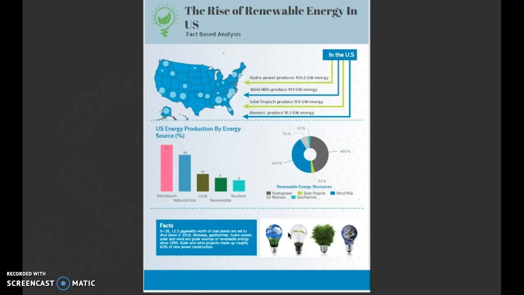On the whole, the infographic perfectly follows the principles of contrast, proximity, and alignment.